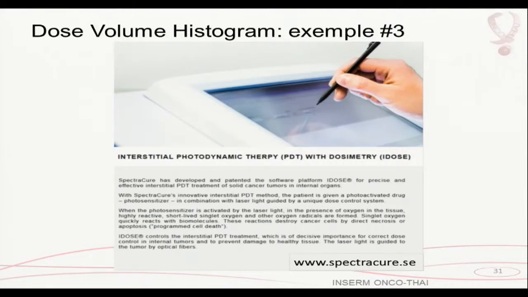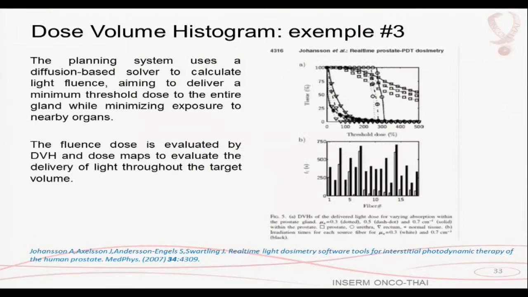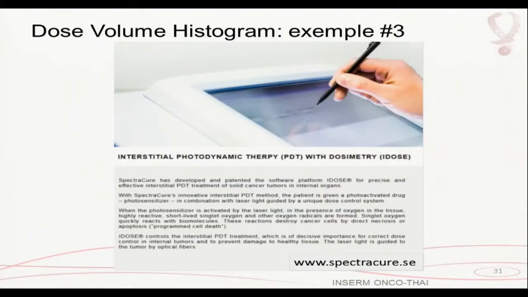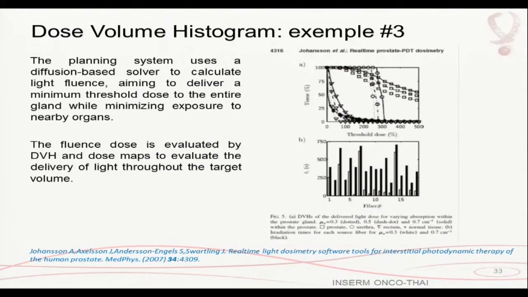We are even starting to have companies. SpectraCure in Sweden developed a system called iDose, so that's the concept. Anne Johansson, when she was working in that group in 2007, also very nicely illustrated this dose volume histogram, and as you can see here, the distribution inside the tumor and inside the normal tissue. That's a dose volume histogram, that's dosimetry.